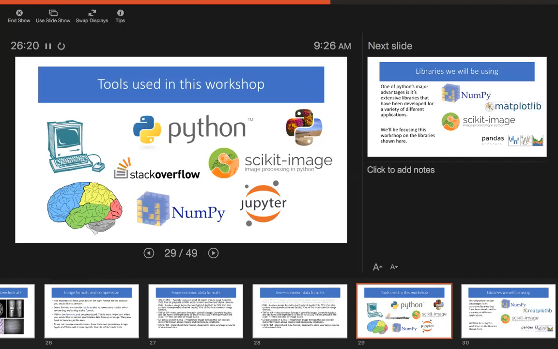We're going to be using scikit-image, this image processing toolkit for Python. We're going to be using Jupyter. This is where we're going to be doing all of our work. We're going to be using NumPy, which is a matrix.